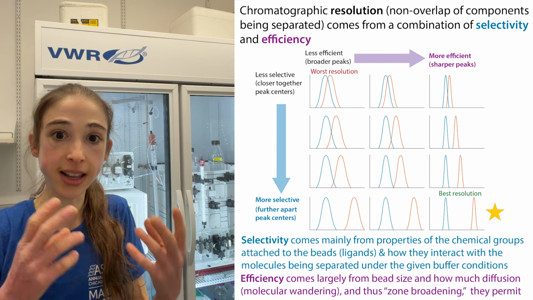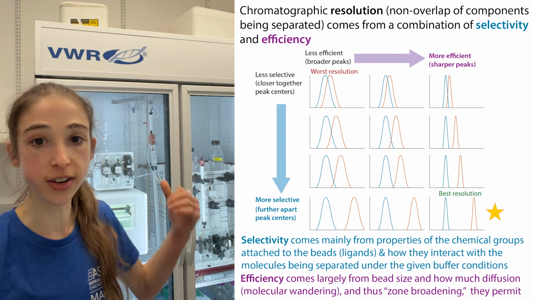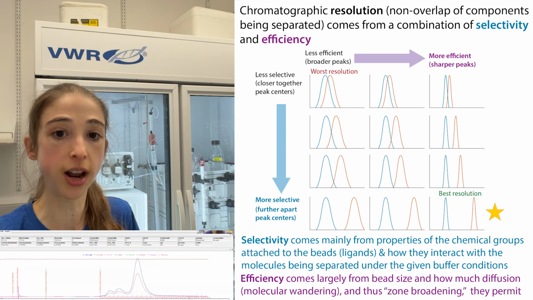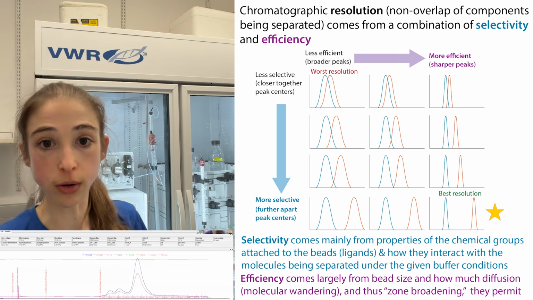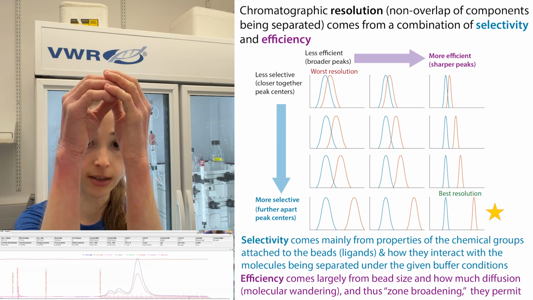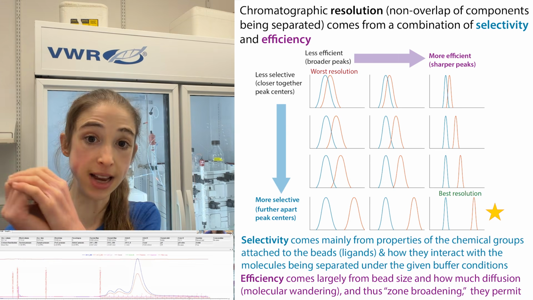And we can see when they come out because we have a UV monitor that monitors the absorption of the light that is caused by the proteins coming out, or eluting. And so we get these peaks that tell us when the protein comes out.